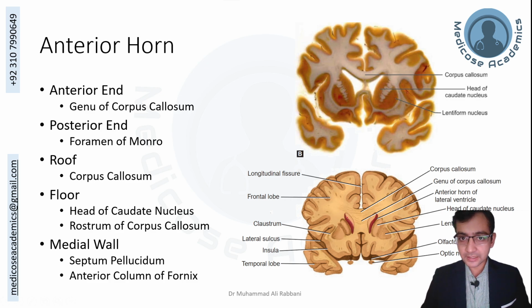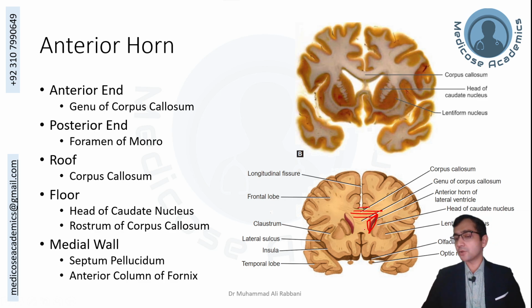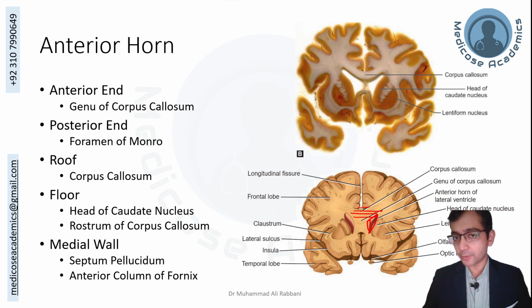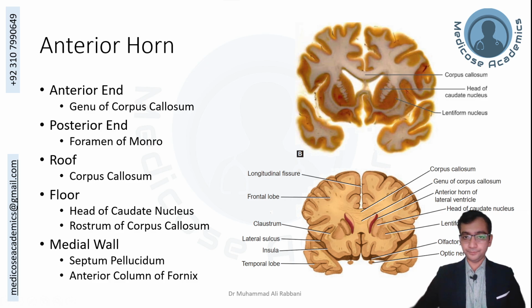So this is the lateral ventricle, the anterior horn of the lateral ventricle, this part, like this. Superiorly, this is corpus callosum. On the medial aspect, septum pellucidum is not very prominent in this particular picture. On the inferolateral aspect, the caudate nucleus is shown.